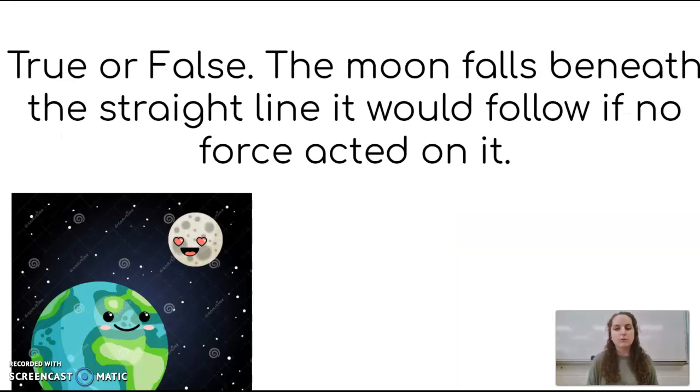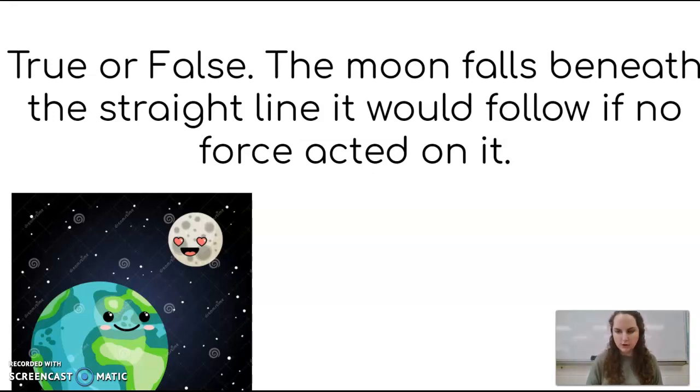So true or false, the moon falls beneath the straight line it would follow if no force acted upon it. This is true. So if you look at the little diagram that I provided to you on your worksheet, you're going to see that this moon is going to follow that tangent line if it weren't for the Earth there. And that Earth has a bigger mass, so it's going to cause a force of attraction between the moon and the Earth. And this force of attraction is going to cause it to orbit around. And the moon falls beneath the straight line it would follow. Yes, that is true. It falls right beneath that straight line it would follow.